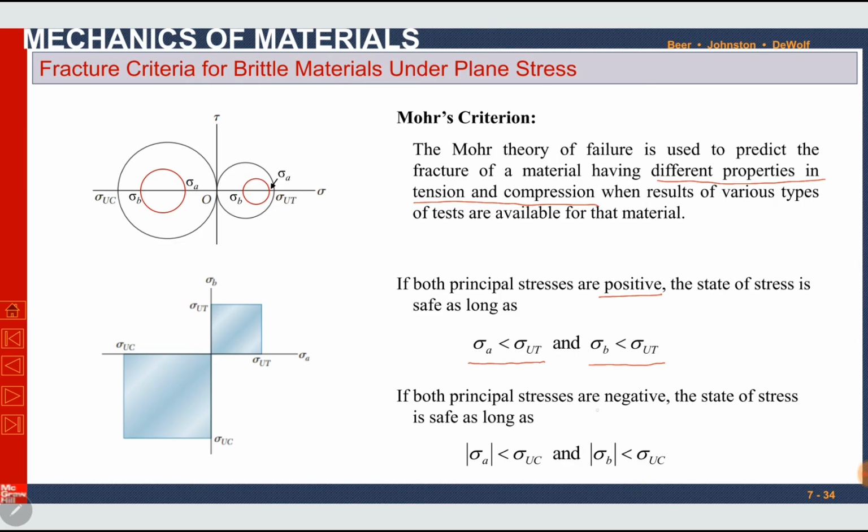If both principal stresses are negative, the state of stress is safe as long as sigma A is less than sigma ultimate compression, and sigma B is less than sigma ultimate compression, sigma UC. For negative principal stresses, we will use these two expressions. For positive, we will use these. Whichever is greater among sigma A and sigma B, it should be less than sigma ultimate in tension as well as in compression.